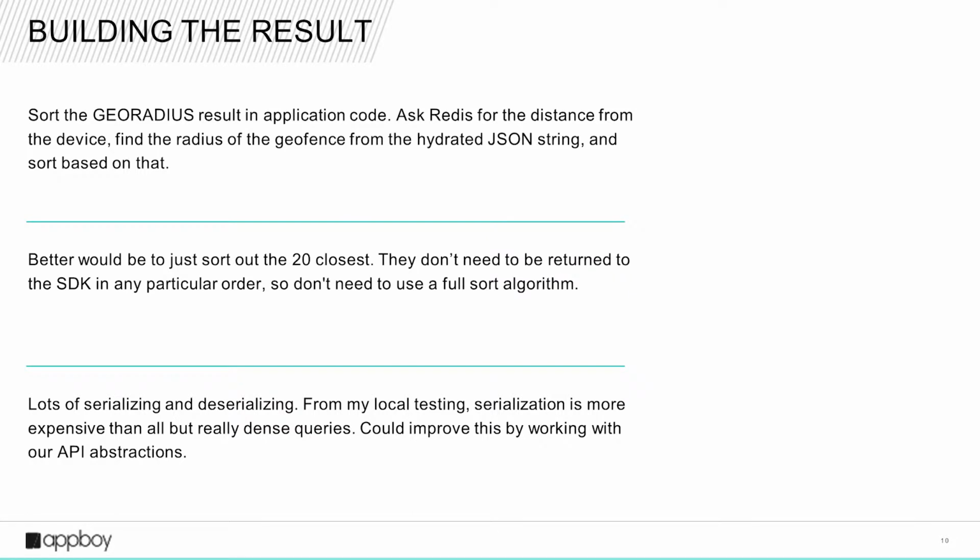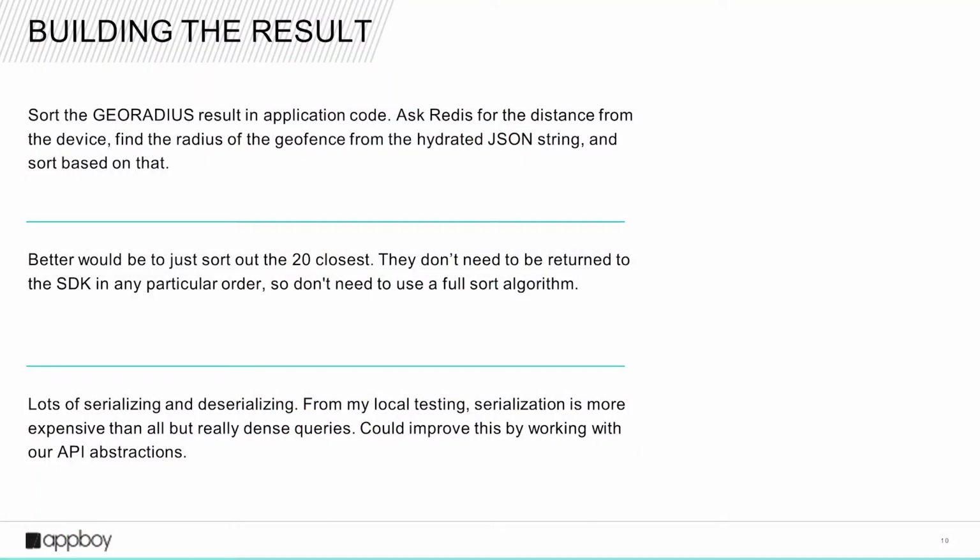Yeah, and I kind of went through this too. When building the result, we handle it in our application code. Our application's written in Ruby. We do get the distance back from Redis, from the center point. I guess you could do that calculation on your own in Ruby, but it's almost certainly faster to do it in Redis. And then we have to hydrate the JSON string to figure out the radius and subtract it off.